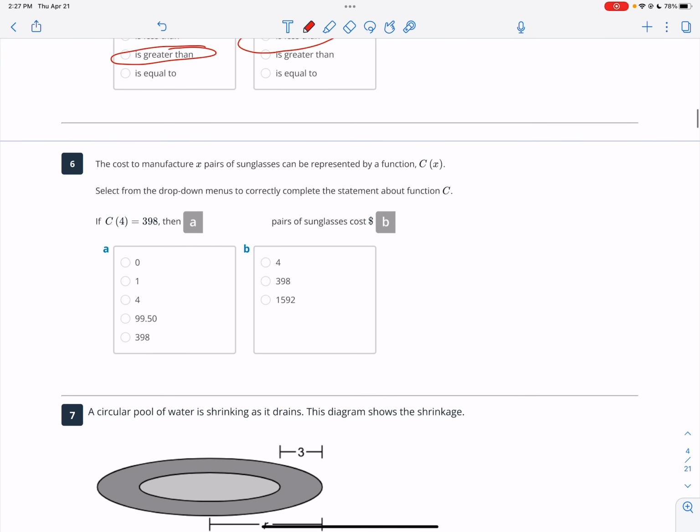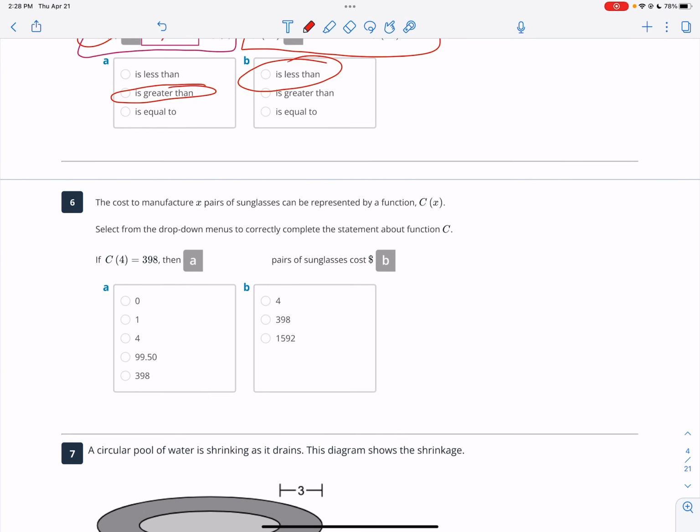Now this one's a lot easier. Again, little boxes that didn't show up in my PDF for whatever reason. Well, that box is just going to look like that. The cost to manufacture x pairs of sunglasses can be represented by a function C of x. Select the drop-down menus to correctly complete the statement about the function C.